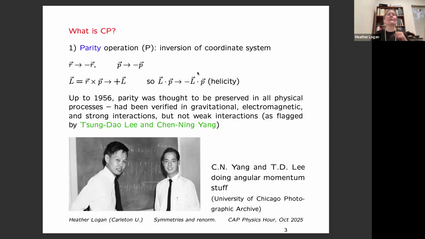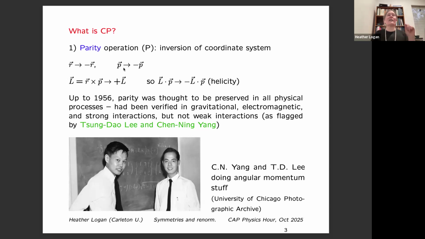So the parity operation, you may have seen this in like third year quantum mechanics. The parity operation is the inversion of the coordinate system. So basically taking the position vector, r vector, and just flipping the sign of x, y, and z, right? So you invert the coordinate system. That has the effect of taking all momenta to minus the momenta, right? Now, angular momentum is interesting. It's what's known as an axial vector because it's r cross p. And so if you take r to minus r and p to minus p, you actually get L staying the same under this parity operation.